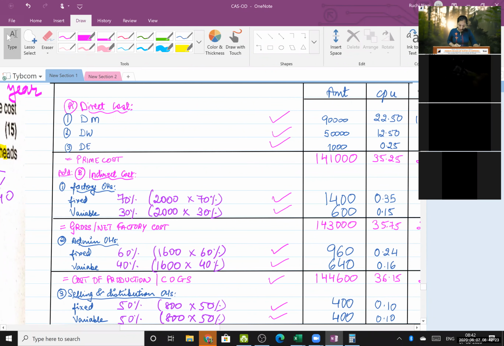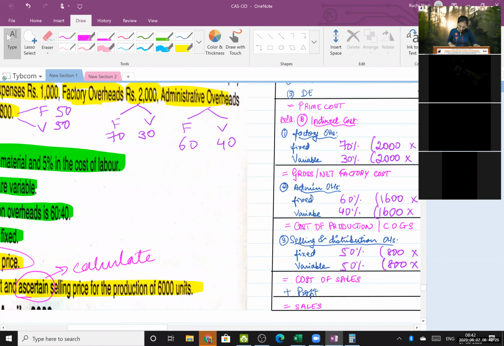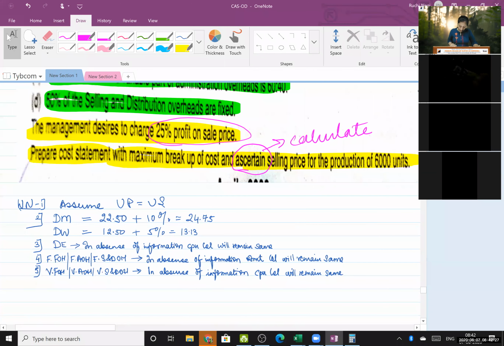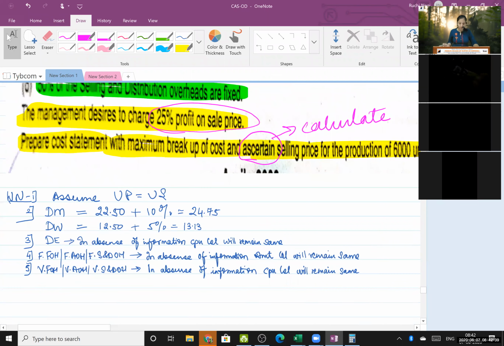And don't forget the working notes. All these probable changes will come in the estimated year. If you want, you can take a screenshot of the same. Working notes are applicable for your estimated year.